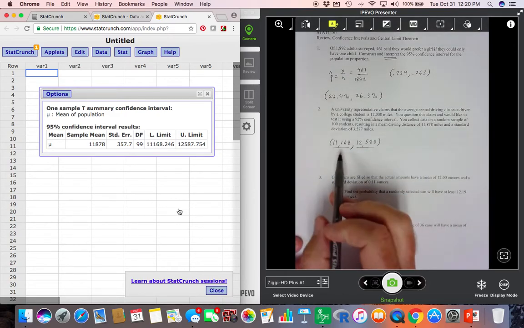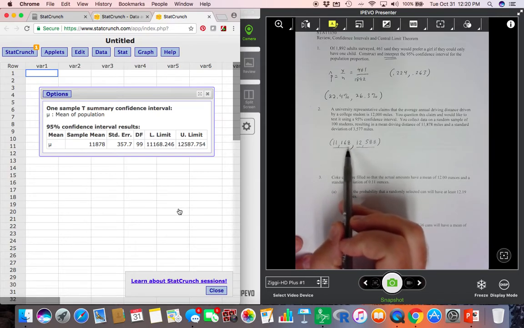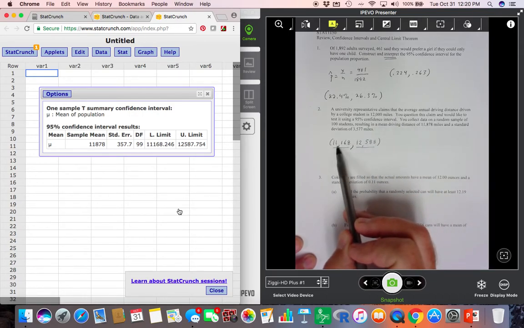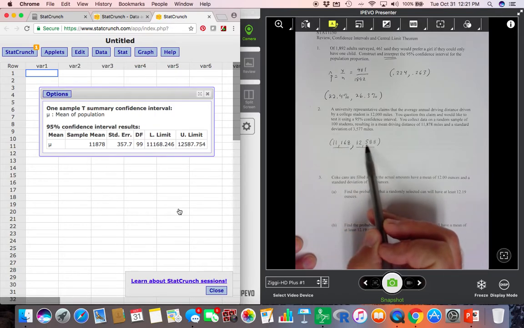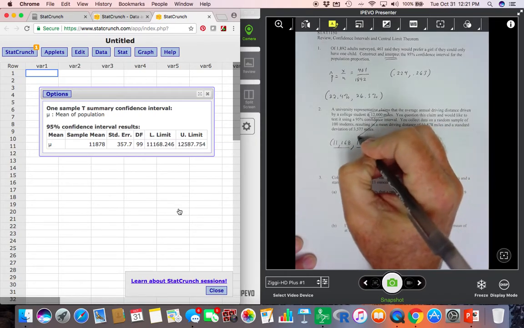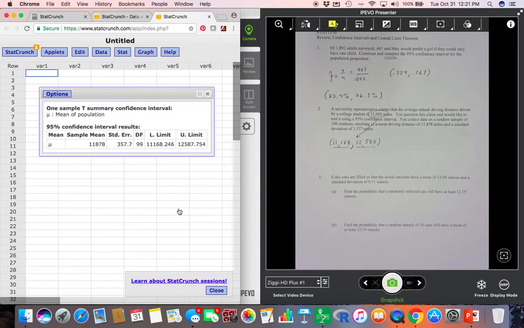So the 95% confidence interval says that the average, at 0.95 probability, that the average distance driven by all students is somewhere between 11,168 and 12,588. Now, the claim of 12,000 is in this interval, so we have no reason to reject the claim by the university representative. So in testing it, we can't refute his or her claim.